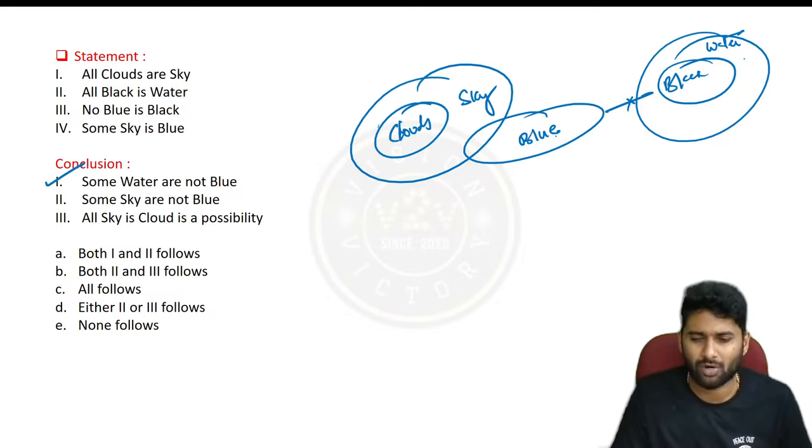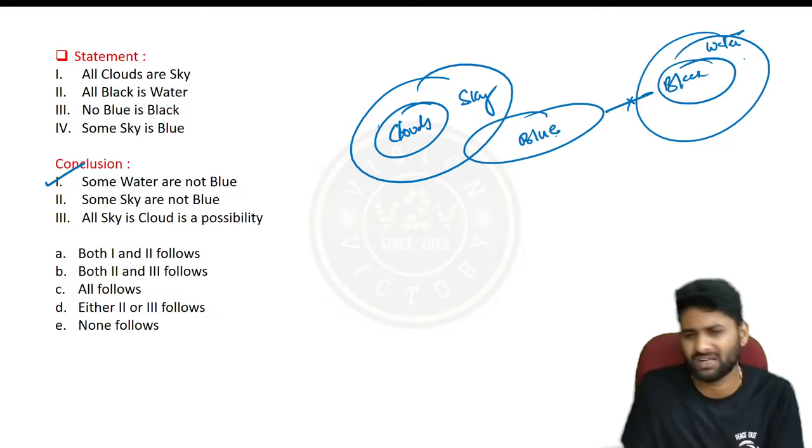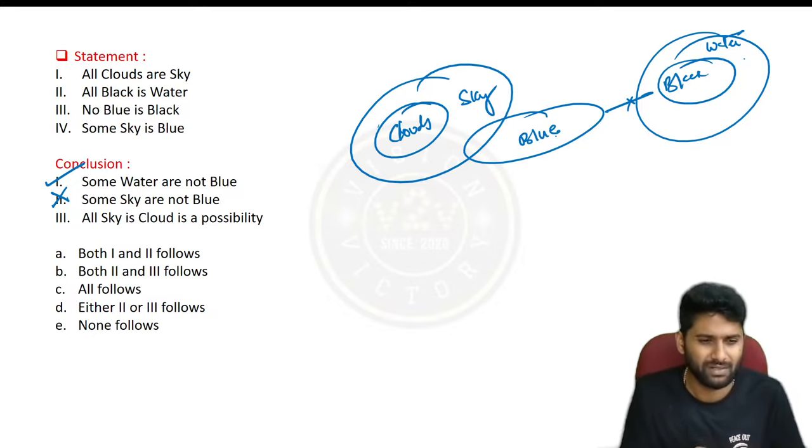Some sky are not blue. Guys, check it out. All sky are blue. Yes, of course. If all sky can be blue, definitely some sky can be blue. But he says that some sky are not blue. It's invalid.